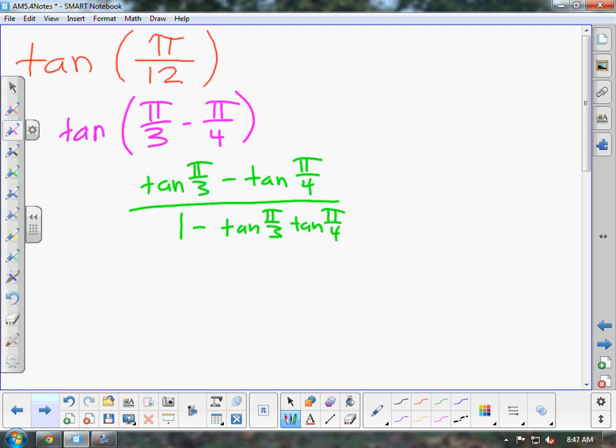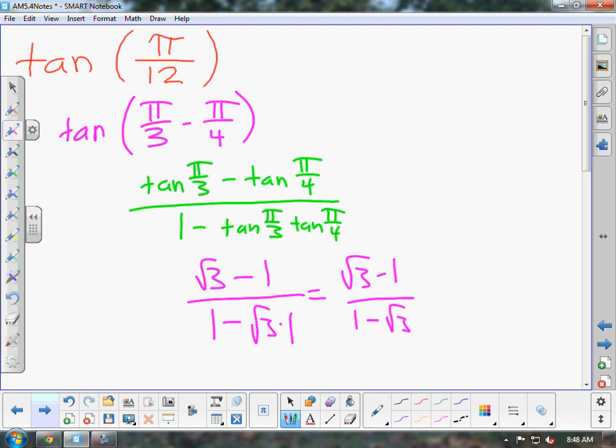And tangent of pi over 3 would be the square root of 3. Tangent of pi over 4 would be 1. And then you'd have 1 minus square root of 3 times 1. So then you would have square root of 3 minus 1 over 1 minus the square root of 3. Did I write that wrong? Yes, I did. This is supposed to be a plus. That's what I get for rushing.